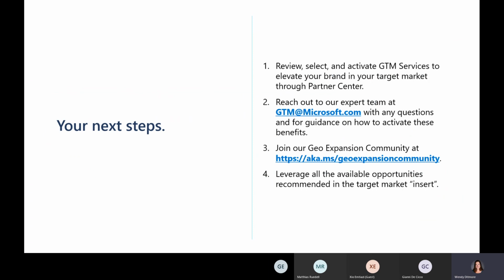We also have a geo expansion community that you can go subscribe to, where we post regular webcasts and events and new resources and tools as those become available. You can also share your experience or any best practices or successes and wins that you have, and we like to highlight those from within that community. And then again, making sure to take advantage of all the content that's part of the target market insert and the overall playbook.